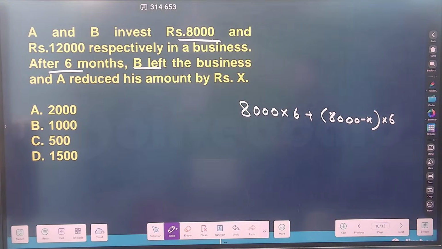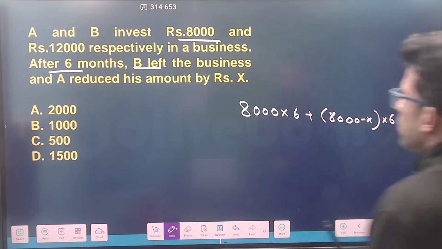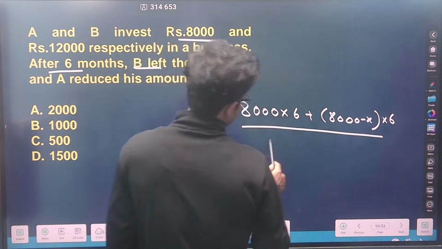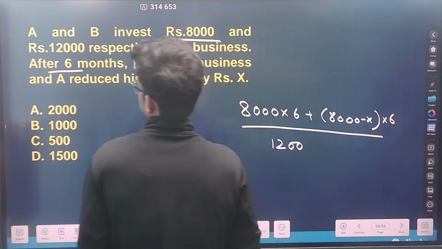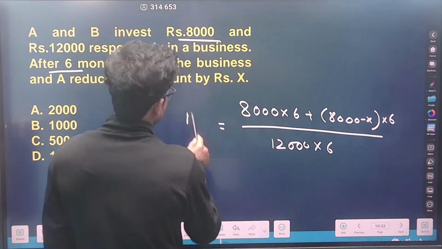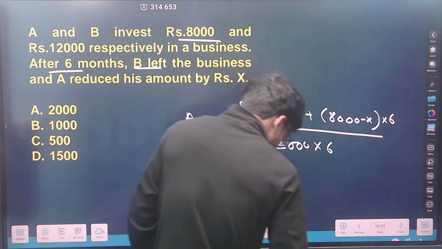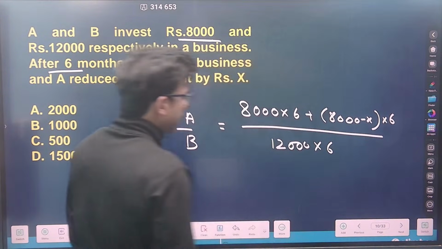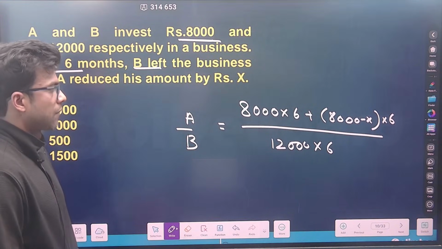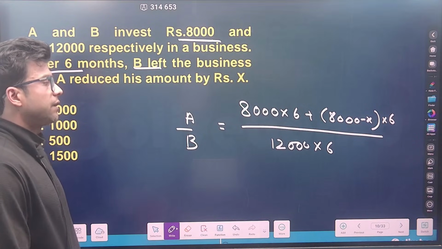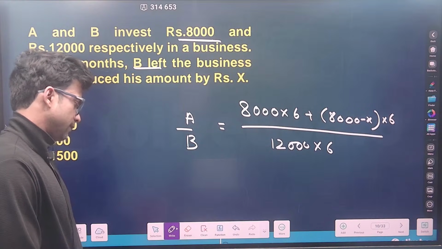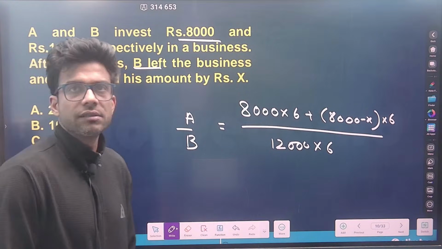Now they are saying B left the business and A reduces his amount. Now after 6 months, B's investment would be how much? 12,000, for 6 months only. This is A is to B. Now can you calculate the ratio? Can you calculate anything here? Think about it. Can you calculate this or not?